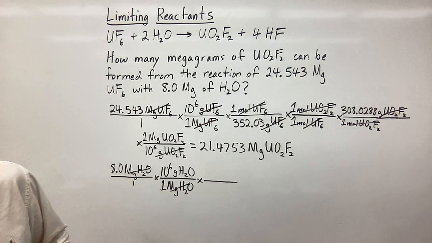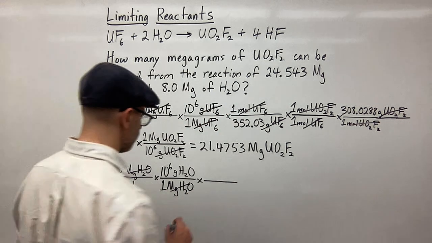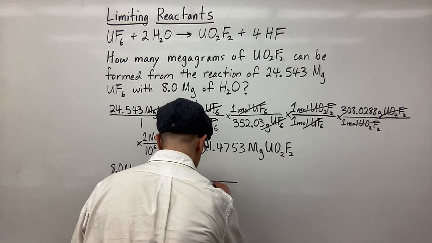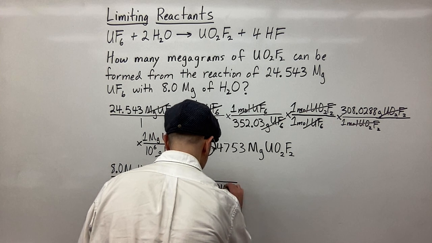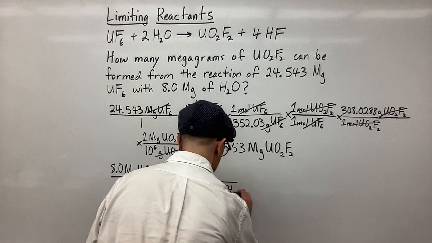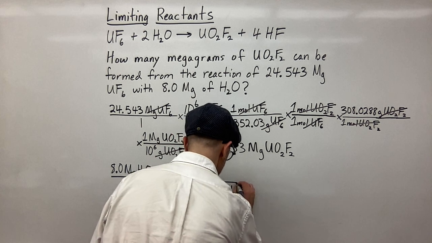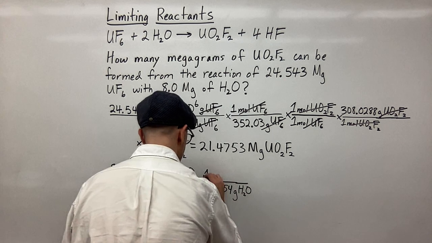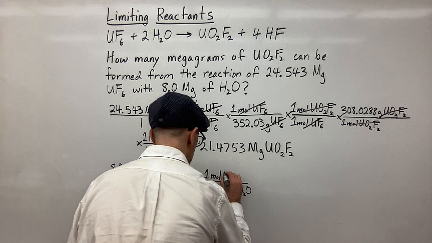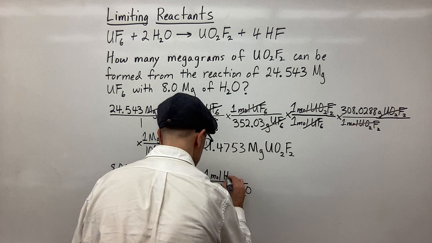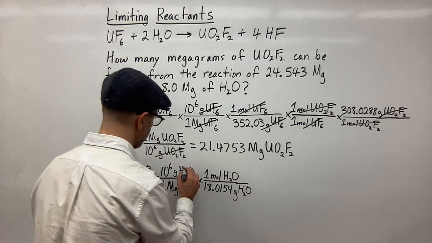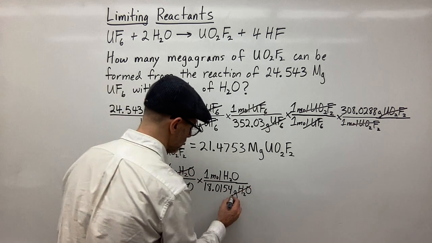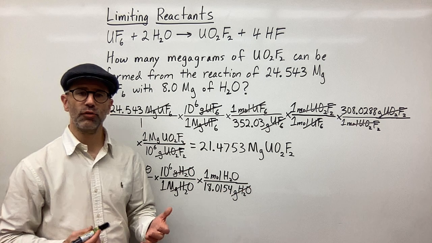The molar mass is going to be 18.0154 grams of H2O. And on the top, it's going to be 1 mole of H2O. So now I can cancel out grams. Now I have moles of water.